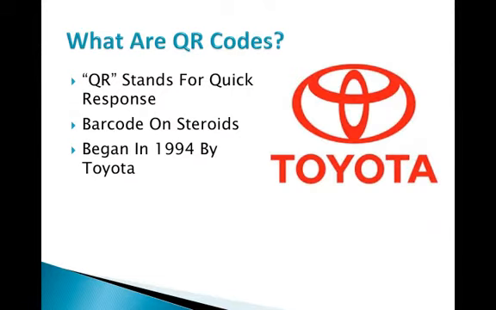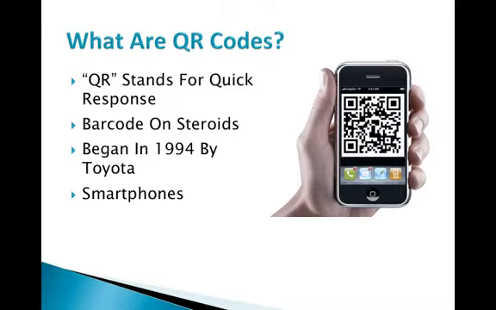QR codes have been around since 1994 when they were first developed by Toyota to track auto parts, and until recently have mainly been used for industrial applications. So what changed? The smartphone.